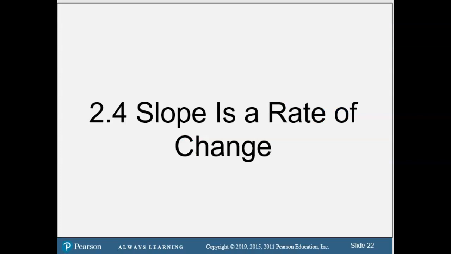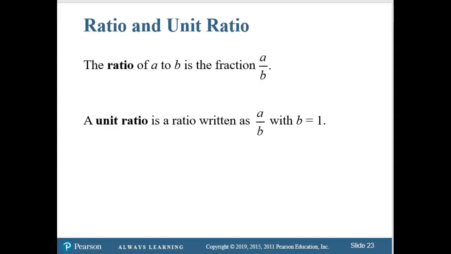Let's get into 2.4. 2.4 is going to talk to us about slope as a rate of change, which I've already started talking to you about a little bit. The only difference between a ratio and a unit ratio is a unit ratio makes sure that the denominator is always 1. So that's how we talk about things in the real world. Miles per gallon, that's miles per 1 gallon. Miles per hour on our speedometer is miles in 1 hour. So it's easiest for the human brain and our conversations if we convert things to a unit ratio.